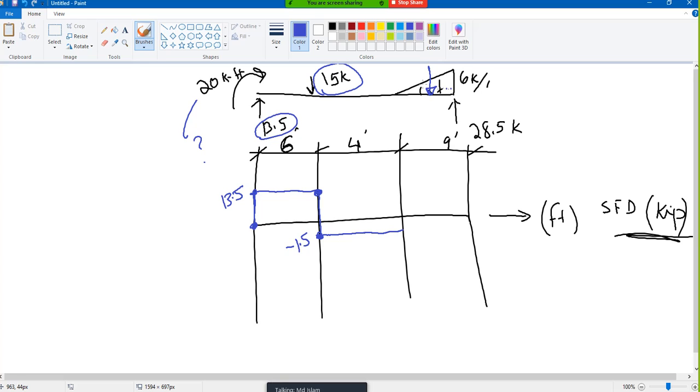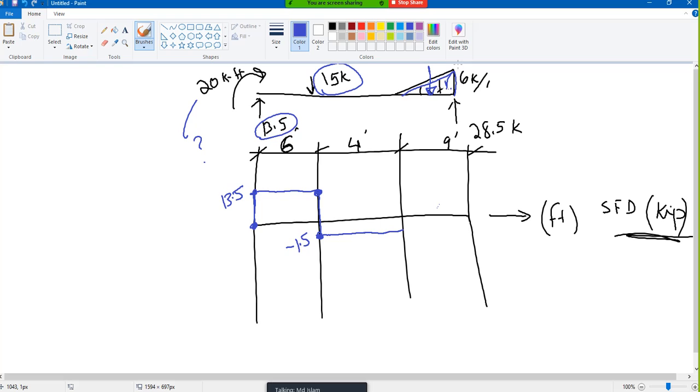That is only for calculating the reaction. We should not consider concentrated load here, then the diagram will be wrong. Actually, the load is triangular. To make the calculation easier, we made it a concentrated load. But do not consider the concentrated load here. Consider the main load here.